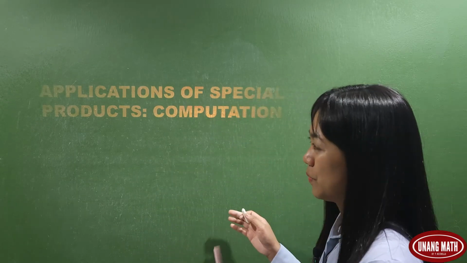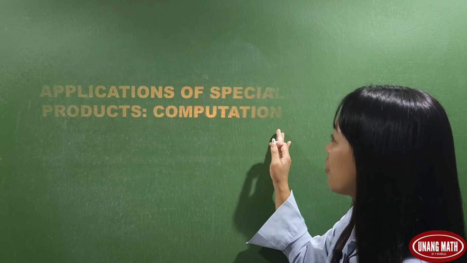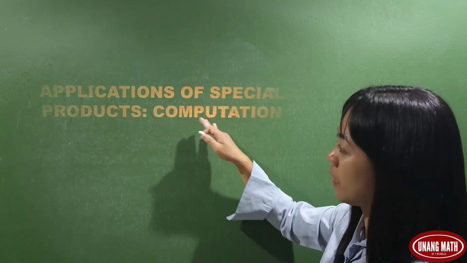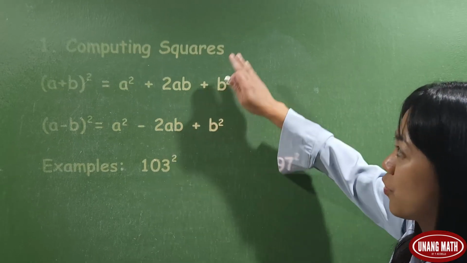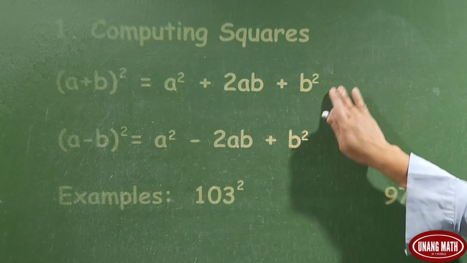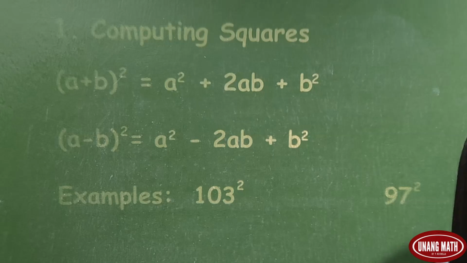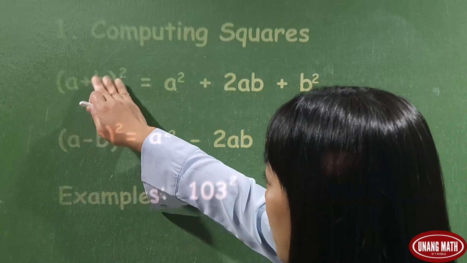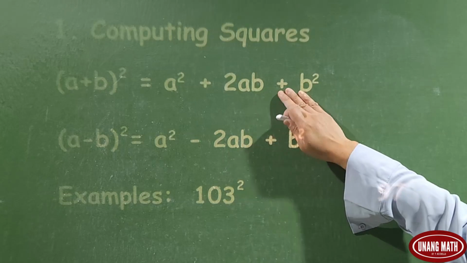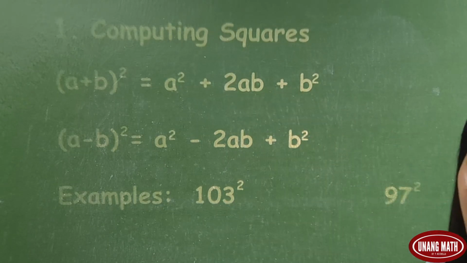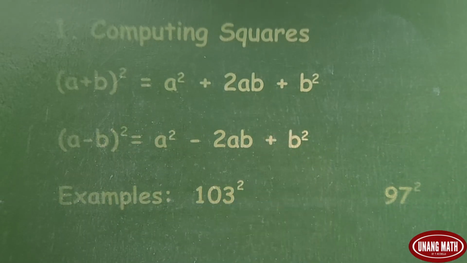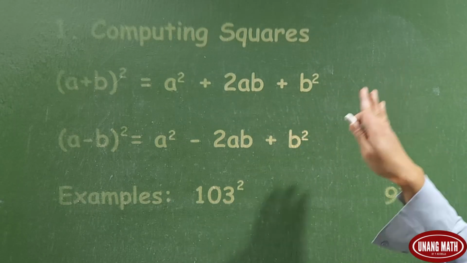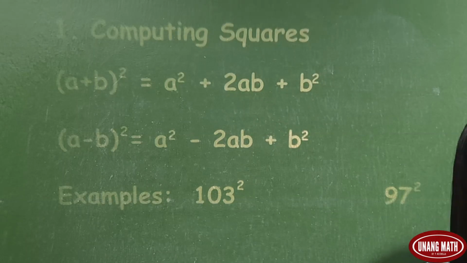For this episode, we will be dealing with the applications of this lesson, special products, and this is more on computation. Okay, let's start with computing squares. When we are computing squares, we will use square of binomials. These are (a + b)^2, which is equal to a squared plus 2ab plus b squared, and (a - b)^2, which is equal to a squared minus 2ab plus b squared. We already studied this lesson in our past episode.